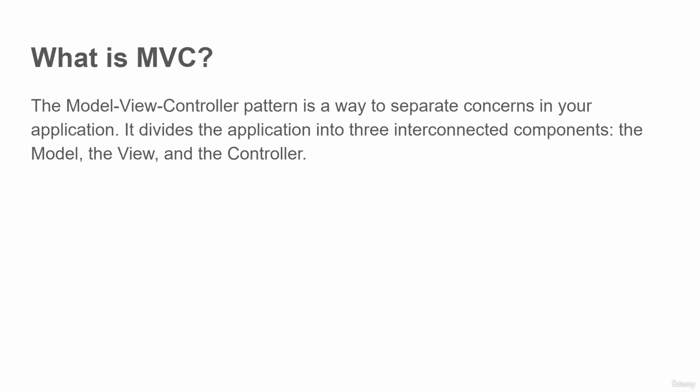The Model View Controller pattern is a way to separate concerns in your applications. It divides the application into three interconnected components: the model, the view, and the controller. This separation helps in managing complex applications, as you can focus on one aspect of the application at one time. So basically, you're focusing on one thing at a time, and that makes it easier to manage. That's what any architectural pattern does. It also makes the application more scalable and maintainable.